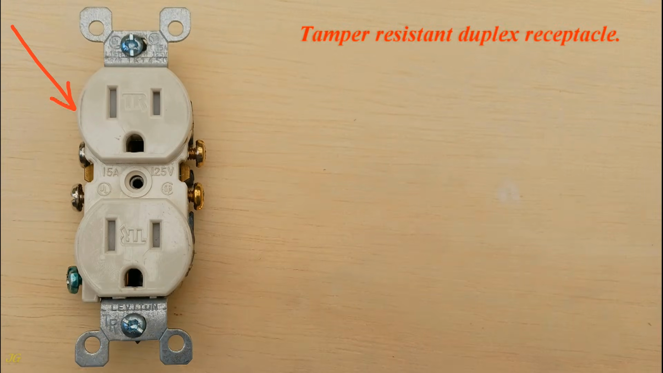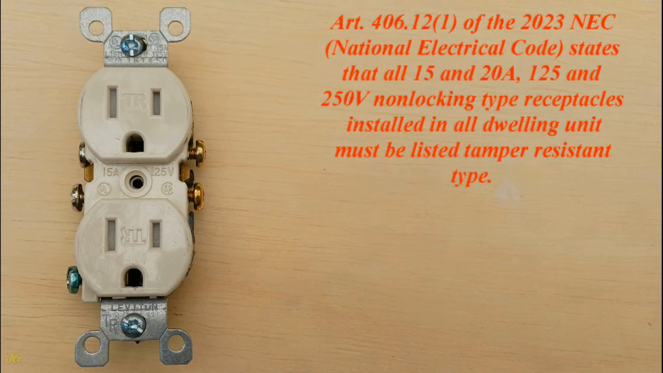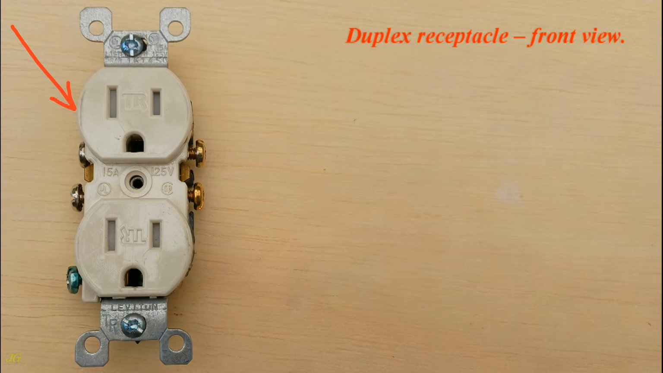Tamper-resistant duplex receptacle. Article 406.12(1) of the 2023 NEC, National Electrical Code, states that all 15 and 20 amps, 125 and 250 volts non-locking type receptacles installed in all dwelling units must be listed tamper-resistant type. Duplex receptacle, front view. Yoke.